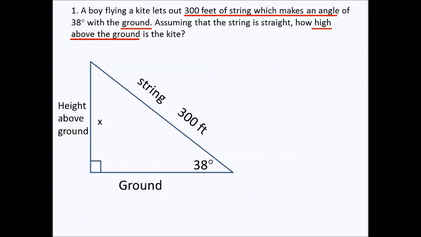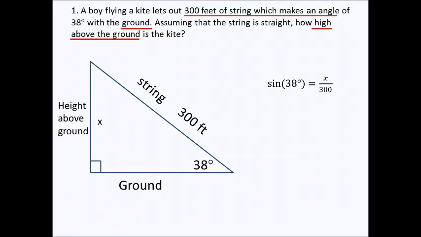Across from the angle of 38 degrees, we have x. So x represents the opposite side. We're given the value of the string, which is 300 feet, and that represents the hypotenuse. So the trig function that relates hypotenuse and opposite sides is the sine function. Therefore, sine of 38 degrees is equal to x divided by 300.